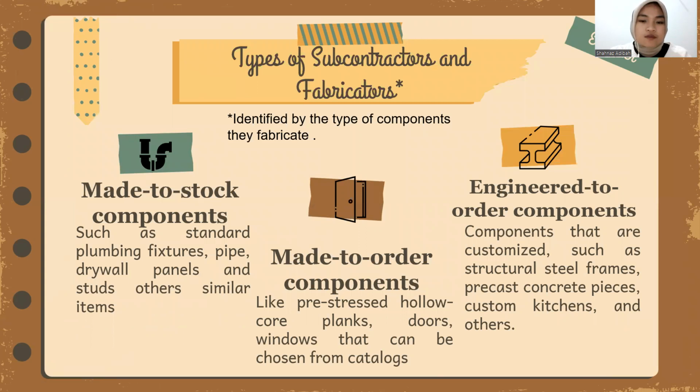Here are the types of subcontractors and fabricators that are identified by the type of components they fabricate. First is made-to-stock components, such as standard plumbing fixtures, pipe, drywall panels, and other similar items. Second is made-to-order components, like preset planks, doors, windows that can be chosen from catalogs. Third is engineered-to-order components that are customized, such as structural steel frame, precast concrete pieces, custom kitchens, and others.